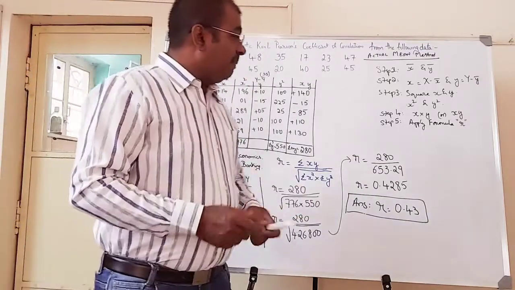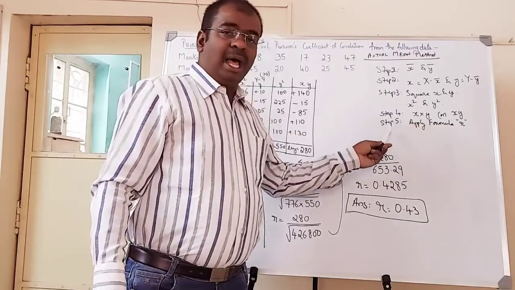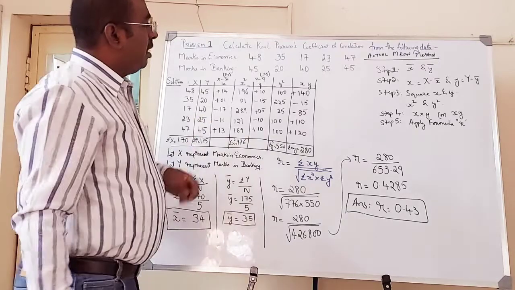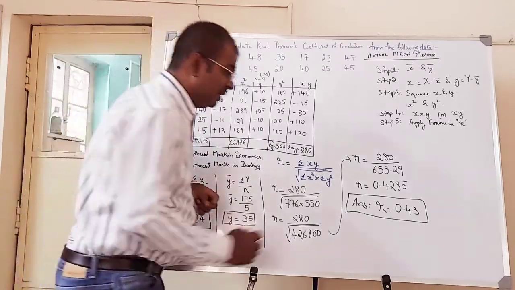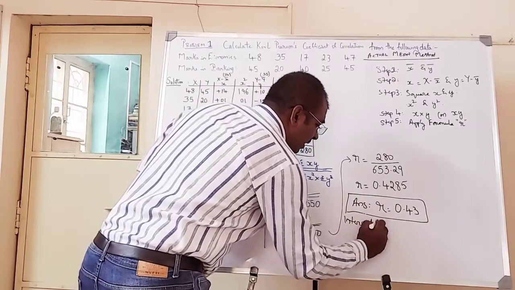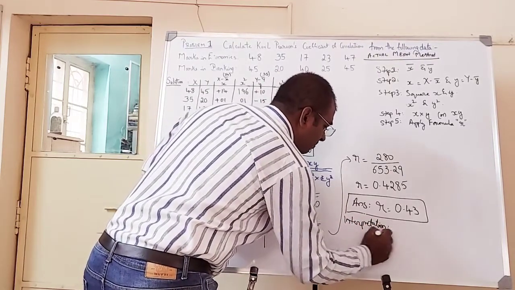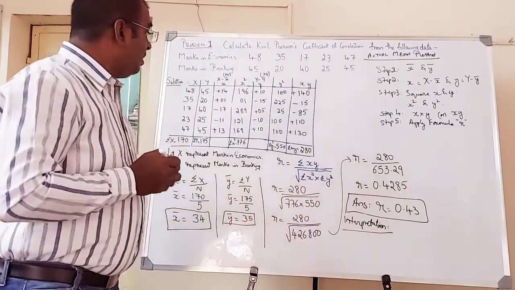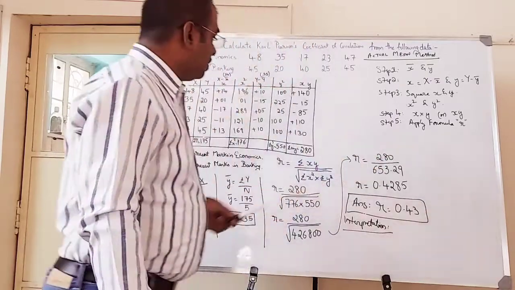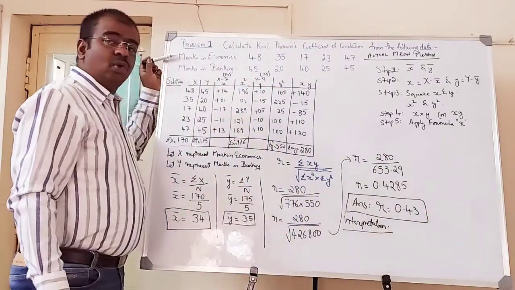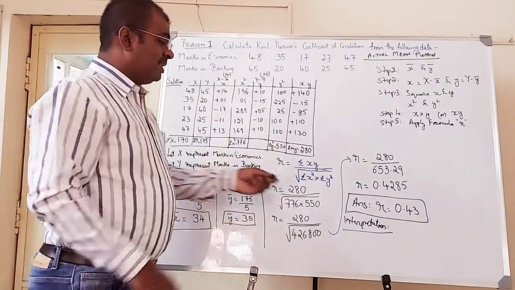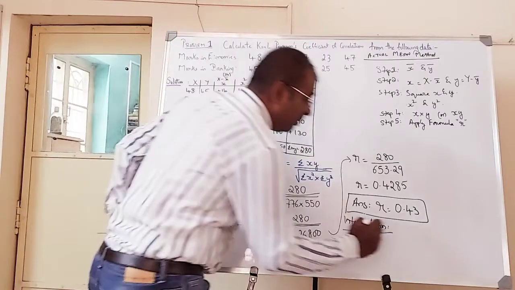This is how we apply the formula for R, which is step number 5. And finally, it says we can also interpret the result. So how do we write the interpretation? What is the meaning of this R actually? It means there is a positive correlation between the marks scored in economics and the marks in banking. So we are going to write the interpretation.